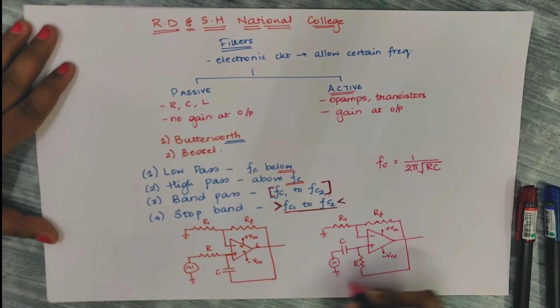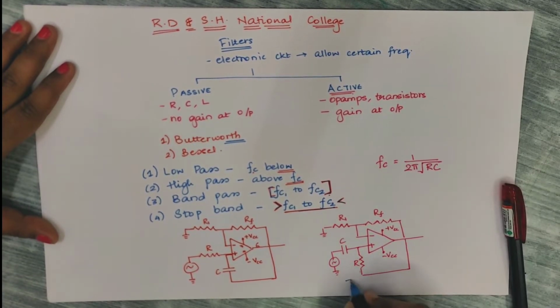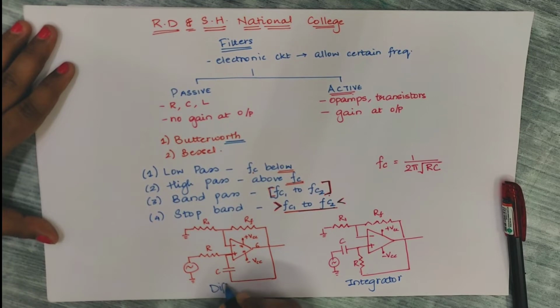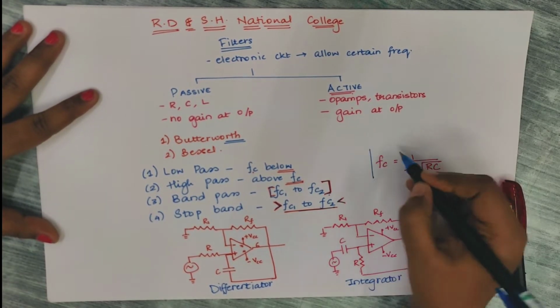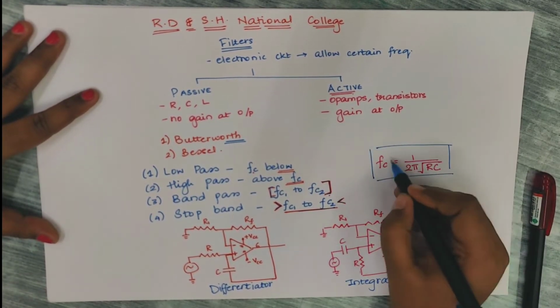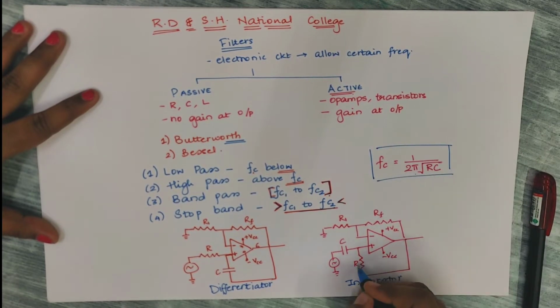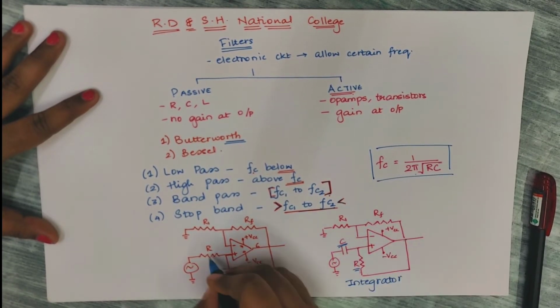Now if you understand, this is an integrator. This is the circuit of an integrator, whereas this was a differentiator, and hence it will allow frequencies higher than a certain cutoff region. So this FC is basically calculated as 1 upon 2 pi RC, where R and C are taken from here.